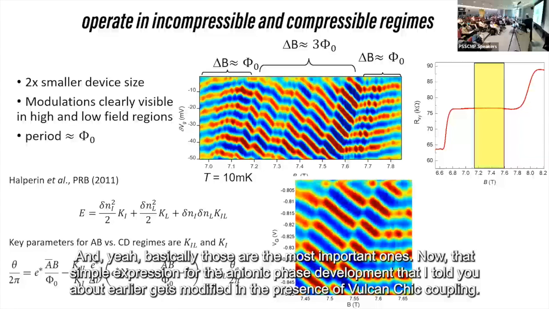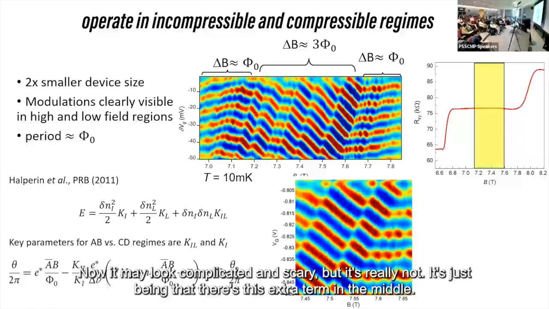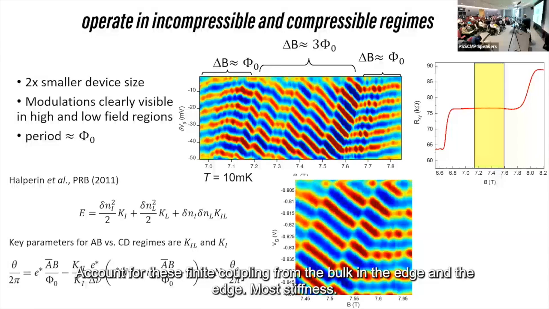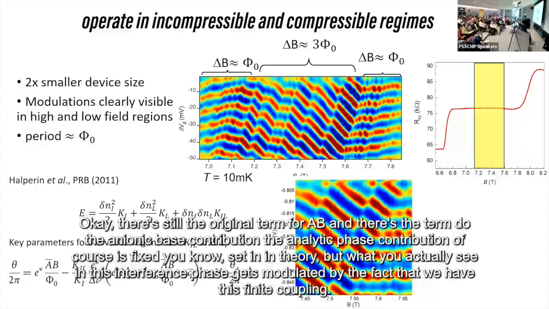Now, that simple expression for the anyonic phase development that I told you about earlier gets modified in the presence of bulk edge coupling. Now, it may look complicated and scary, but it's really not. It's just that there's this extra term in the middle that accounts for these finite couplings from the bulk and the edge, and the edge mode stiffness. Okay, there's still the original term from AB, and there's the term due to the anyonic phase contribution. The anyonic phase contribution, of course, is fixed.